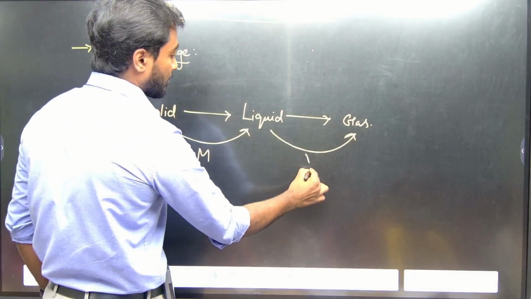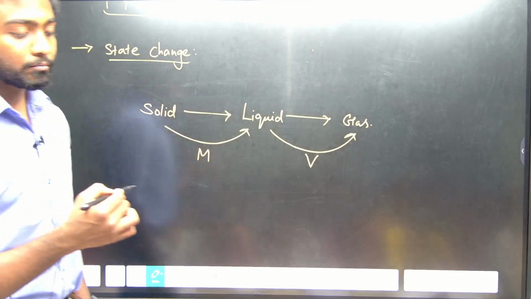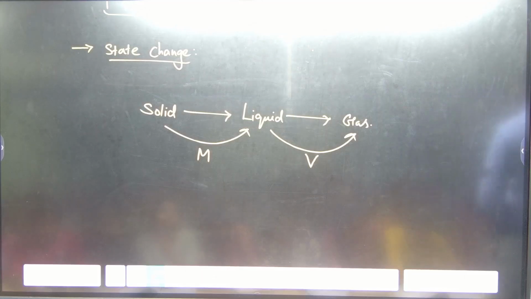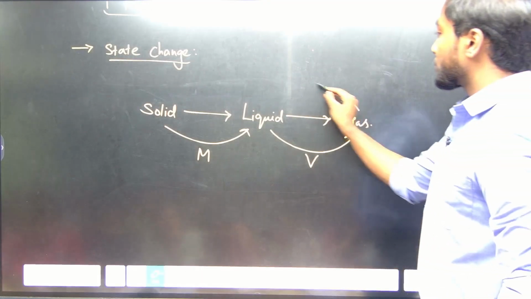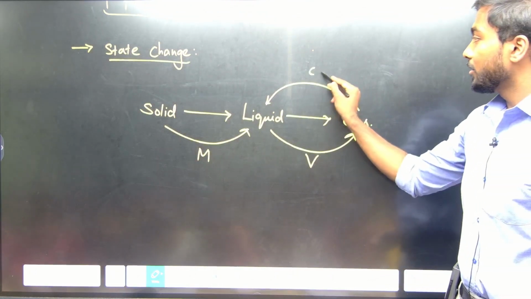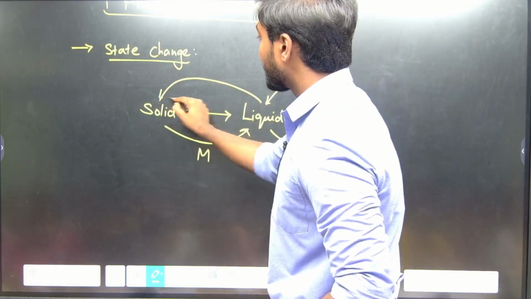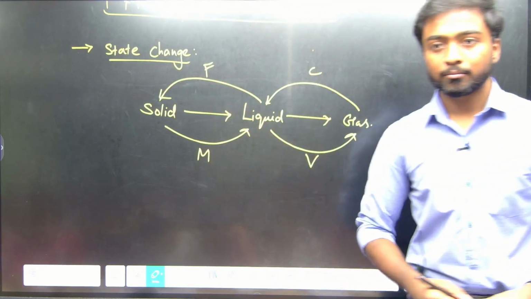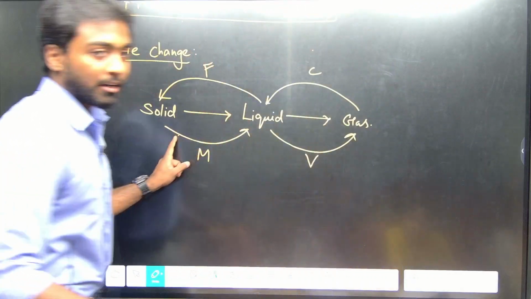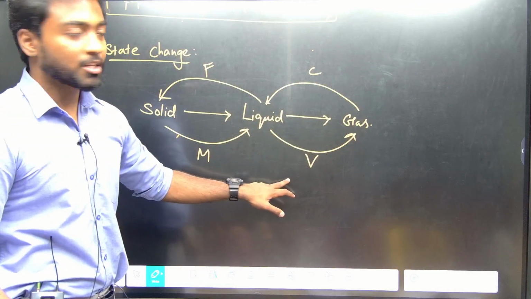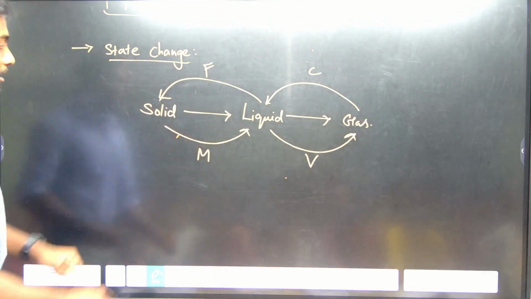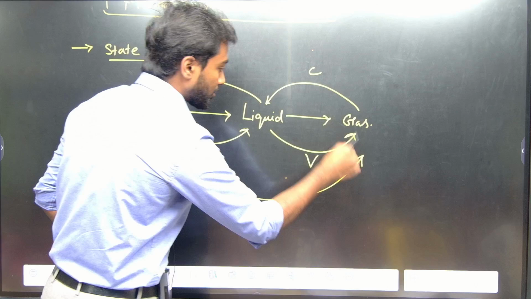And liquid to gas, it is vaporization. Then gas to liquid, condensation, it is condensation. And liquid to solid, it is freezing point. So solid to liquid, melting, liquid to gas, vaporization, gas to liquid, condensation, liquid to solid, freezing, and one more thing is solid to gases, sublimation.